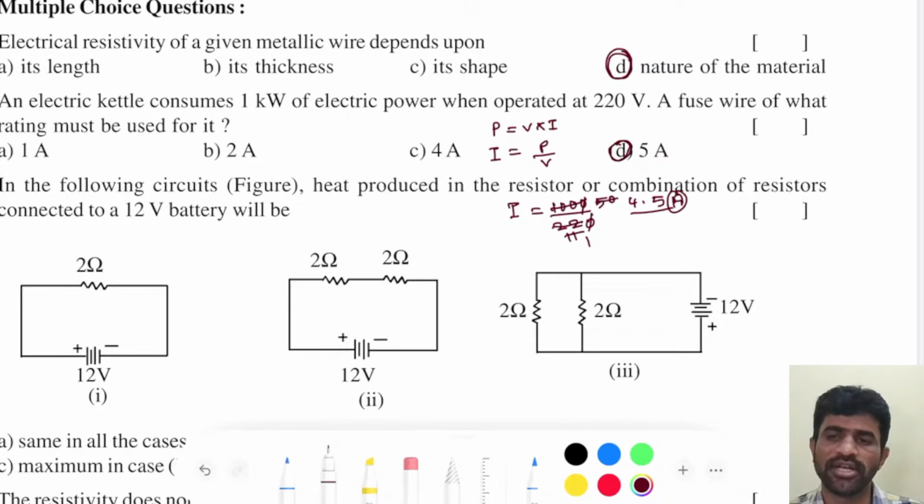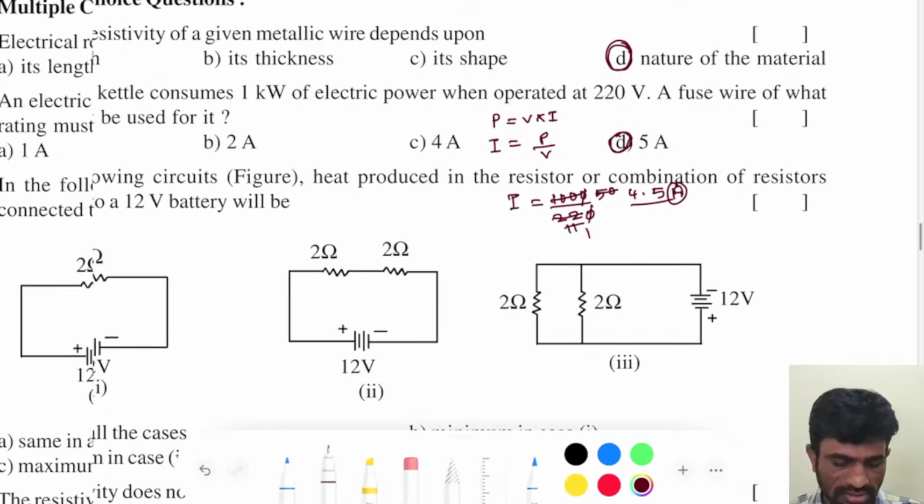Whenever a question comes related to fuse, you must find out the current, and up to what rating we can keep it. This is a physics electricity topic of class 10th. So it is 1 kilowatt by 220 volt, and we get 4.5 amperes. We can take a little extra than that, that is 5 amperes. So 5 amperes is the correct answer.